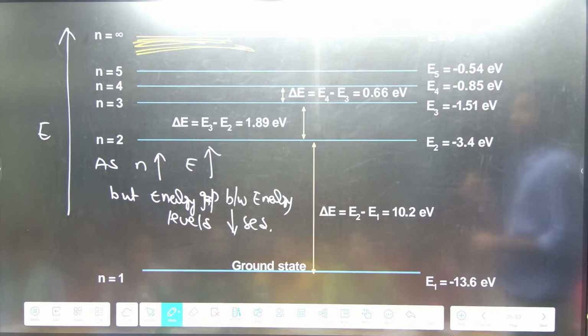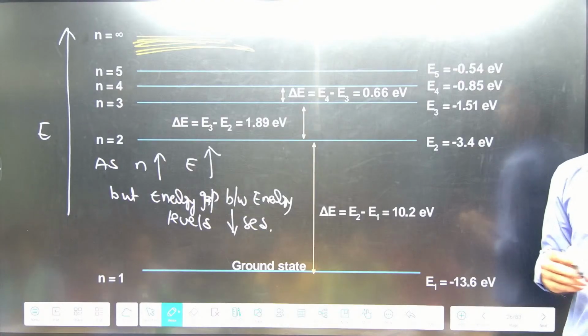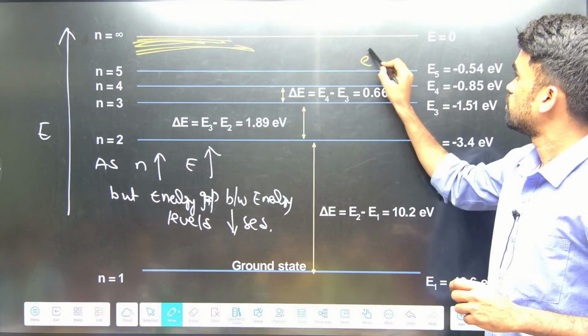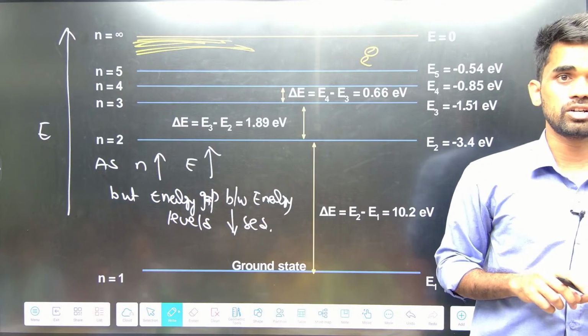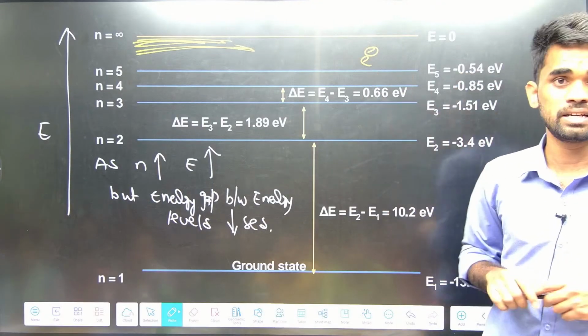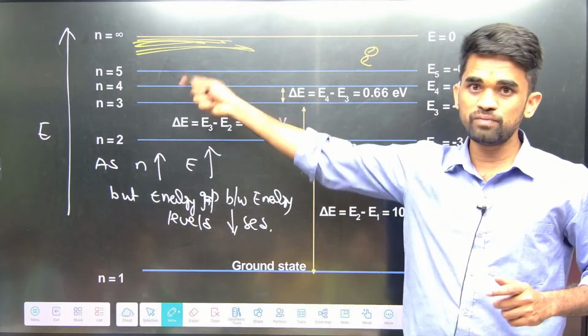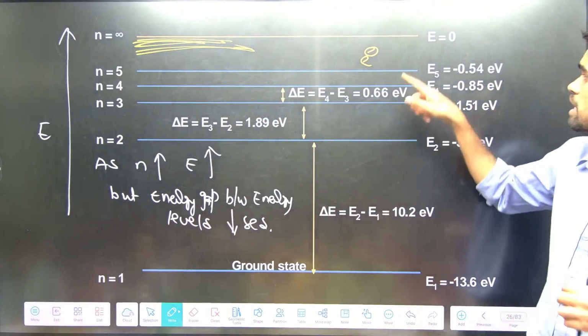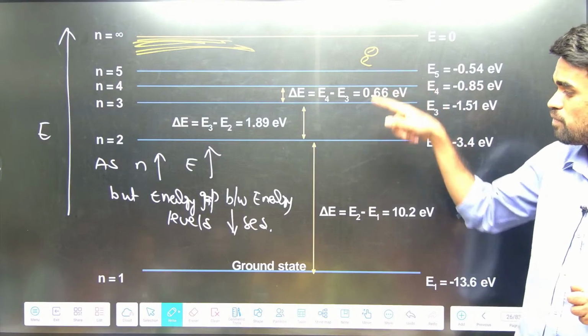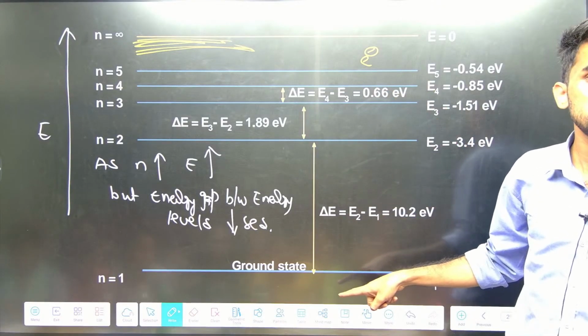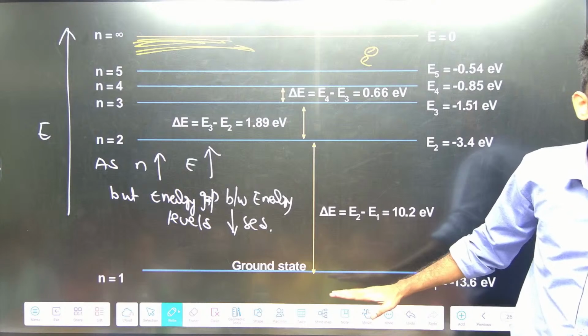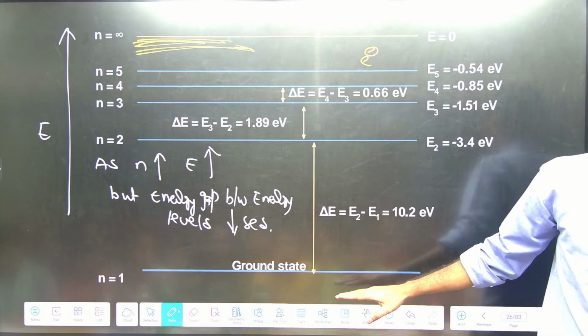Then next one, let us say there is an electron here. What I am saying, there is one electron here. At which energy level is the electron present? The fifth energy level. Now that electron can directly fall into the ground state. Ground state means what? The lowest energy state. What is the lowest energy state?